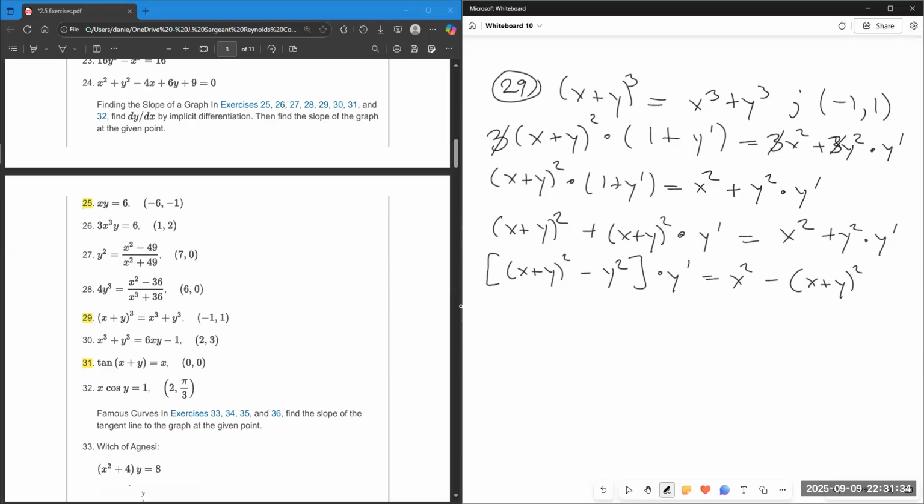So this is x squared plus 2xy plus y squared minus y squared times y prime is equal to x squared minus x squared plus 2xy plus y squared.